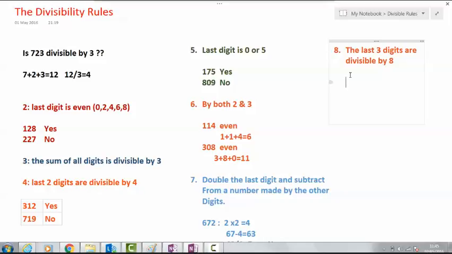Is 109,816 divisible by 8? 816 divided by 8 is 102. So the number is divisible by 8.